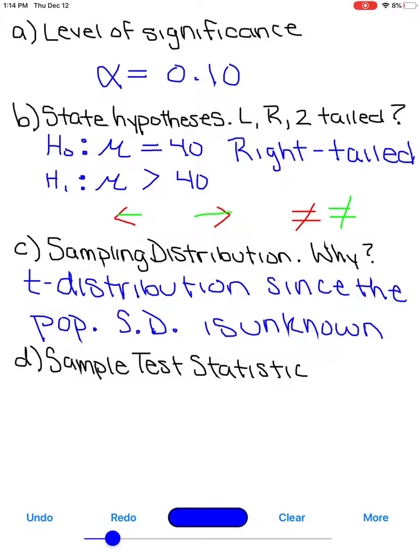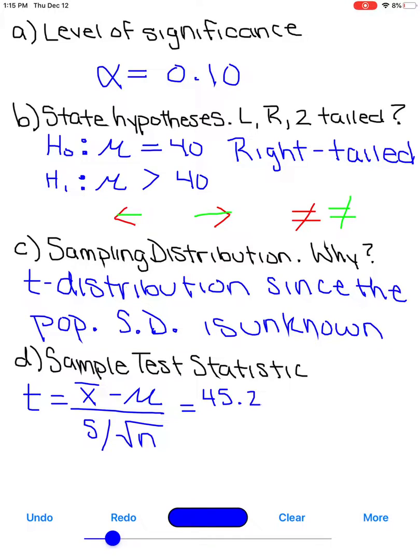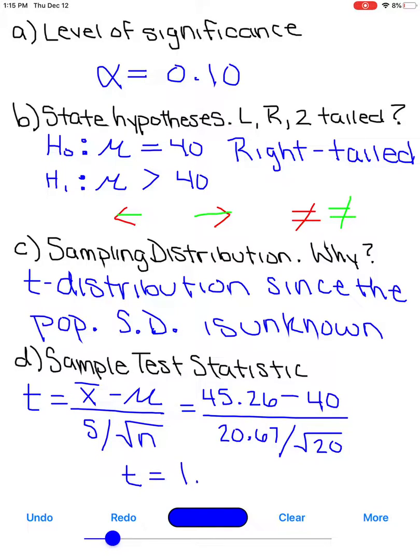sample test statistic. The equation to find t is t equals x bar minus mu divided by S, or our standard deviation, that quantity divided by the square root of n. So we will take our information from the paragraph above and fill in for what we have. X bar is 45.26 minus mu, which is 40, divided by our standard deviation, which is 20.67, divided by the square root of n, which is 20. When we do this out, t is equal to 1.14.